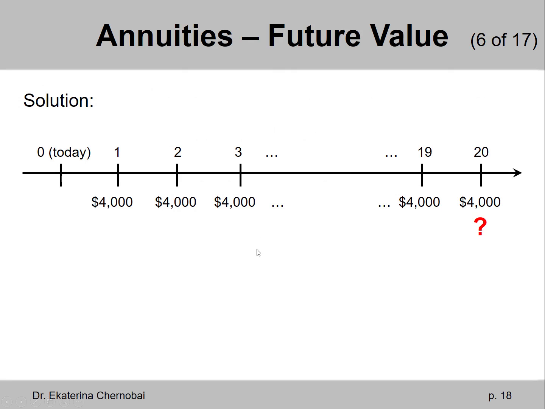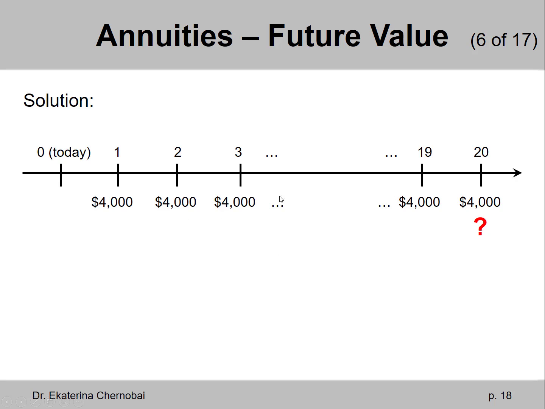So you would imagine this timeline. You show years in the future, years 1, 2, 3, all the way to 20. And under the end of each year, you put $4,000, right? So you have $4,000 20 times in the future. And you place the question mark under year 20. So at the end of the 20th year, how much do you have total in your bank account?